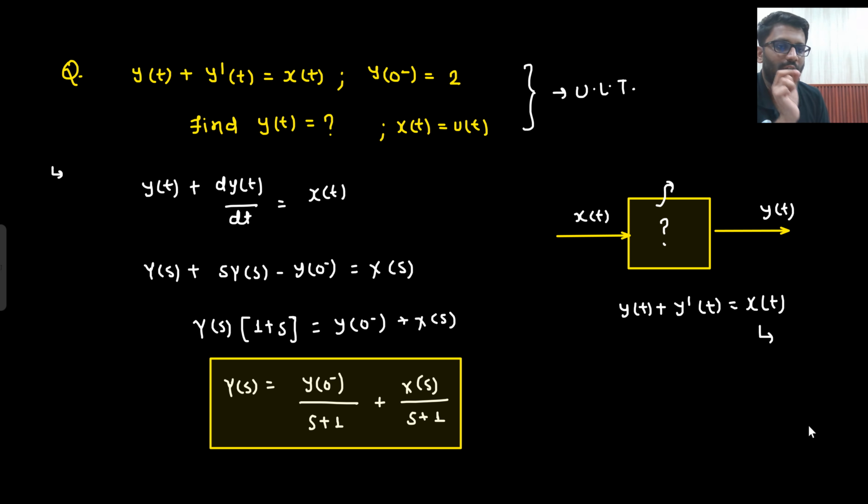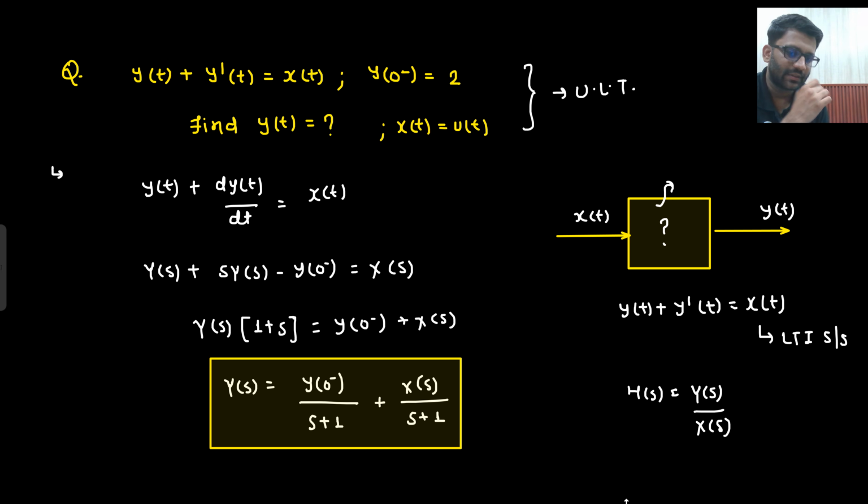From a differential equation, how will you get to know whether the system is linear, time invariant, causal, or non-causal? All these things we have already seen, right? So from the differential equation, can you tell this is an LTI system? Yes. So this is an LTI system. Now in an LTI system, what is your transfer function? H(s) is given as Y(s) divided by X(s). So what you need to find? Y(s) divided by X(s). From this equation, can you find Y(s) divided by X(s)?